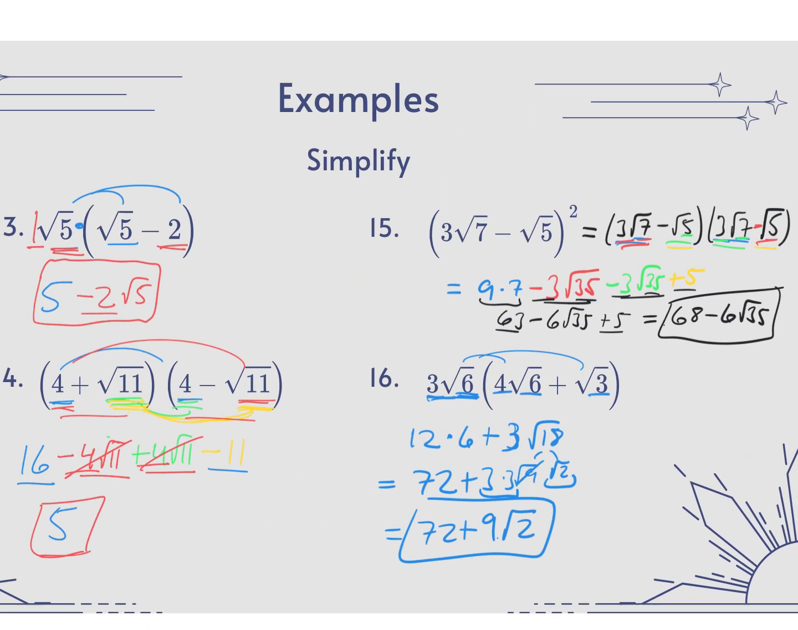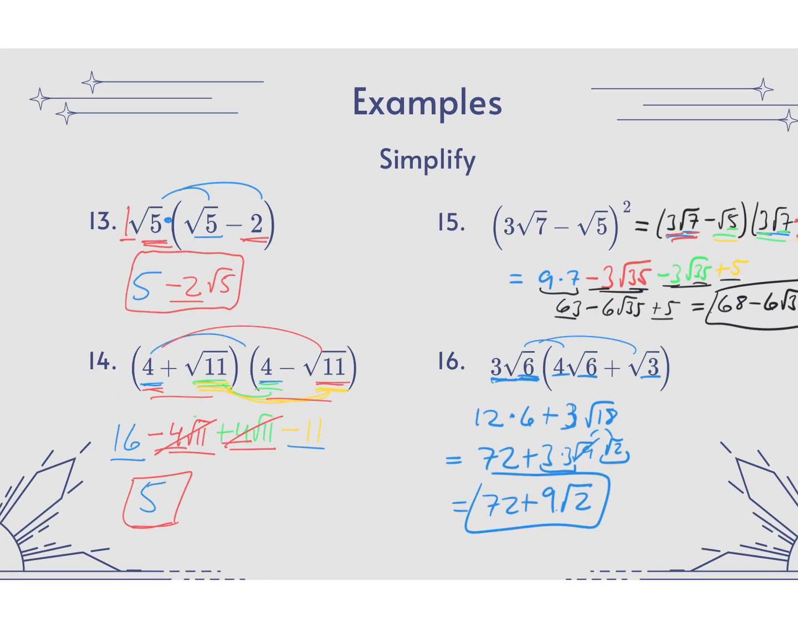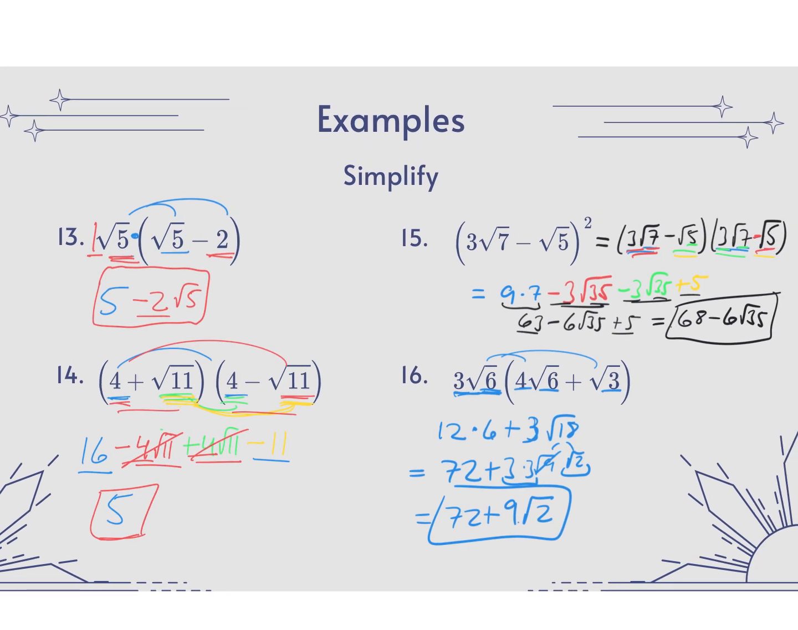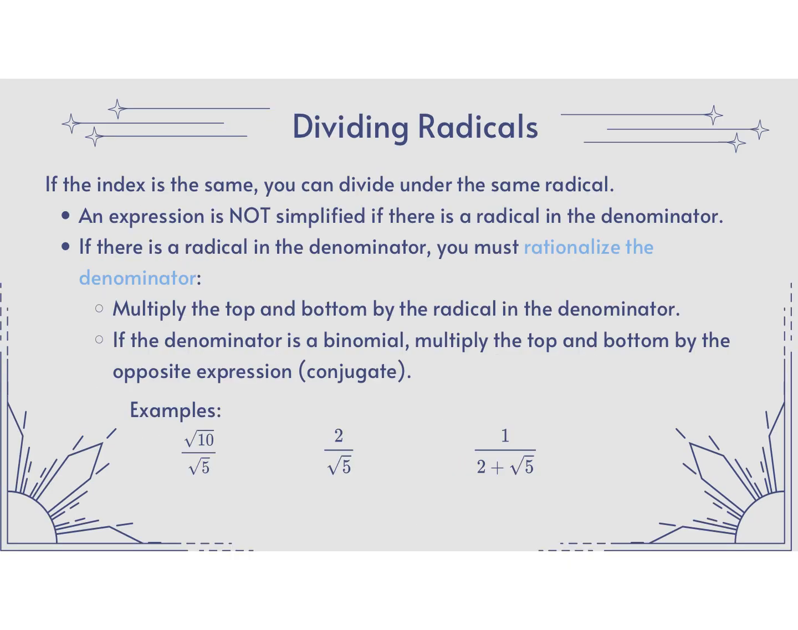Right, so they kind of combine all the steps that you need to simplify more complex expressions. All right, now lastly, we can divide radicals. So if the index is the same, you can divide under the same radical. If you have a radical in the denominator, it is not simplified, and you need to rationalize the denominator.